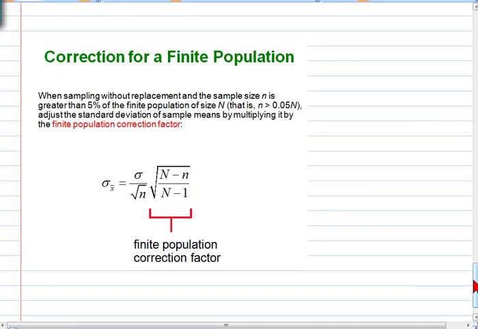I have never had to use this, but that doesn't mean that I won't have to use it in the future. If you have a finite population, it says when sampling without replacement, and that's why we like sampling with. If you're sampling without replacement though, and the sample size is lowercase n, and that's greater than 5% of the finite population, meaning we can't assume independence, then we will adjust the standard deviation for the sampling means by multiplying it by a finite population corrector, and that's given by this formula. We only have to use that if our sample size is more than 5% of our population and we're sampling without replacement.